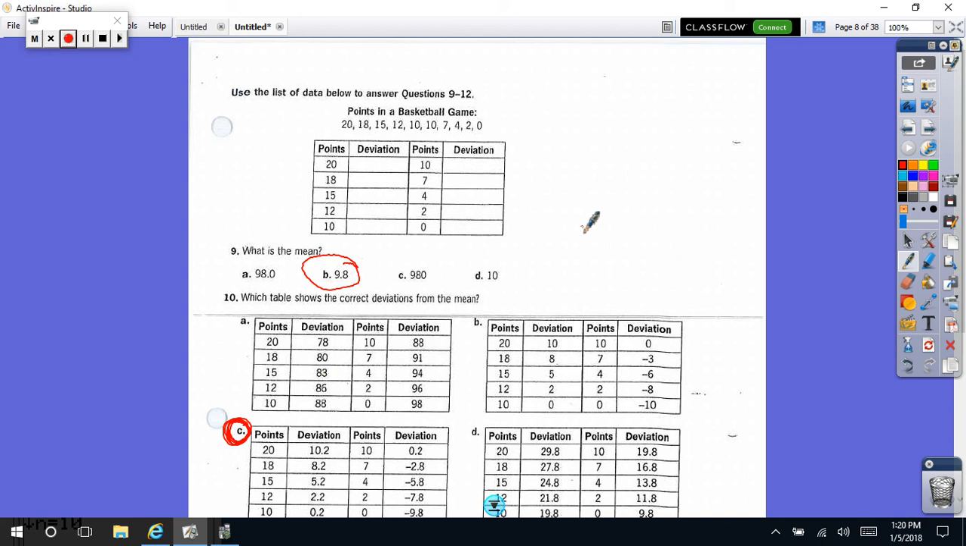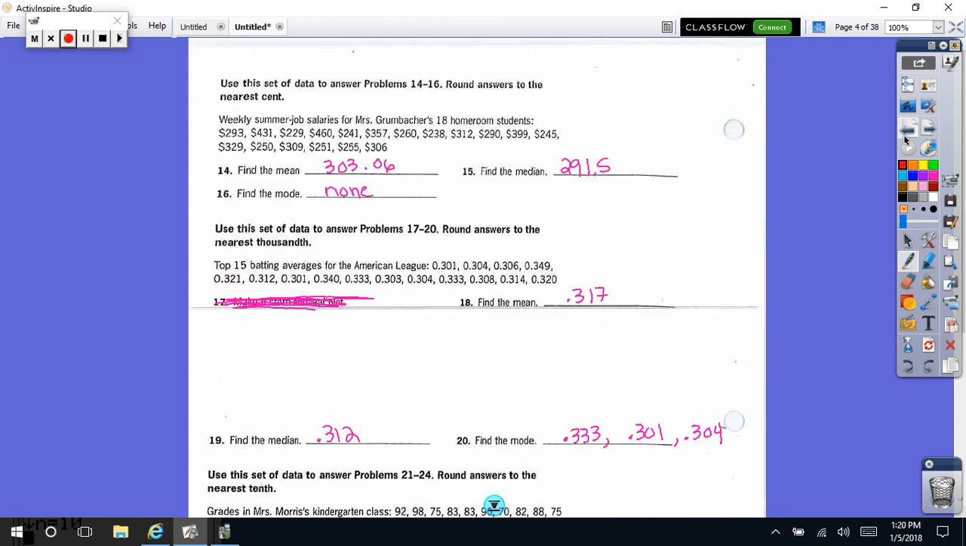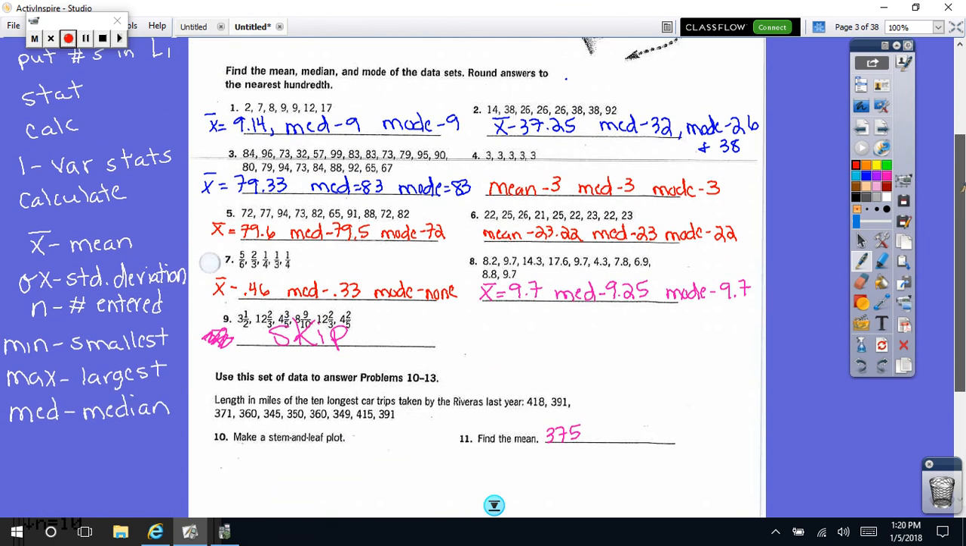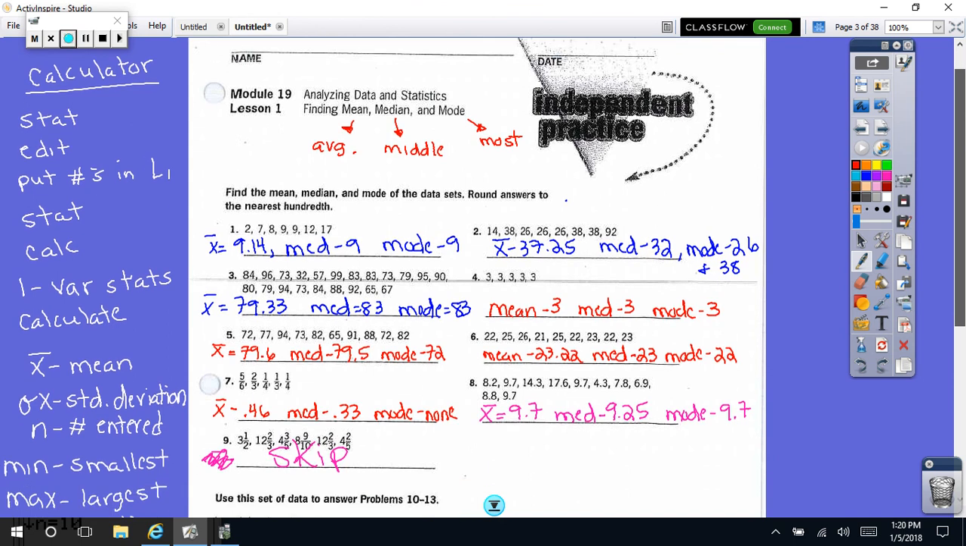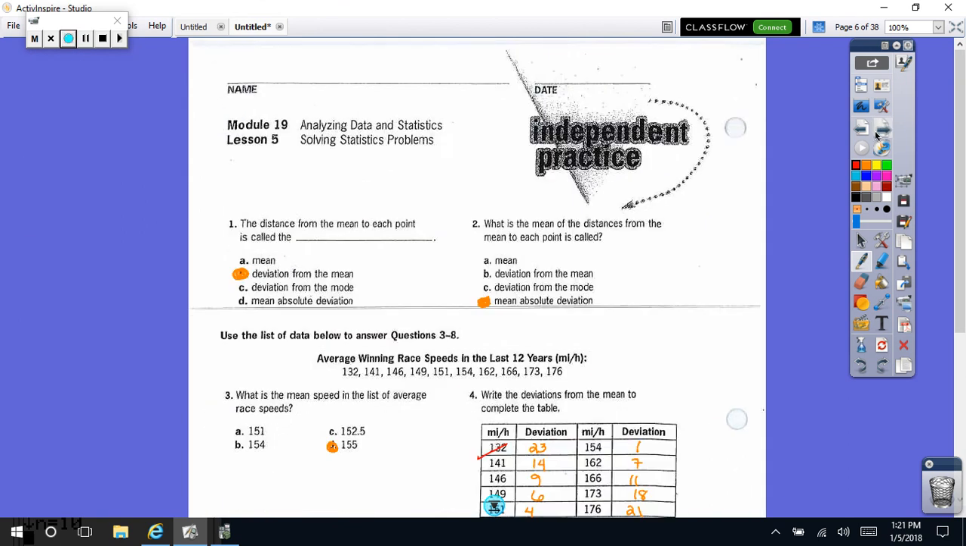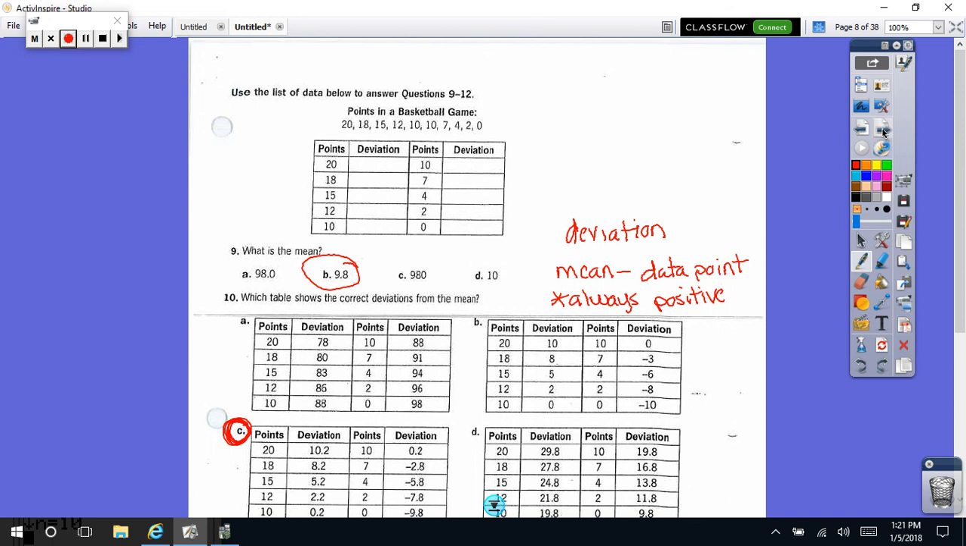Remember, the deviation is the mean minus the data point. And always positive. Okay, don't forget, yesterday, or whenever it was, I wrote these steps over here in the side. I went ahead and wrote the calculator steps over here for you. So if you need to go back and look those up again, go ahead and do that. This is much easier with the calculator steps.